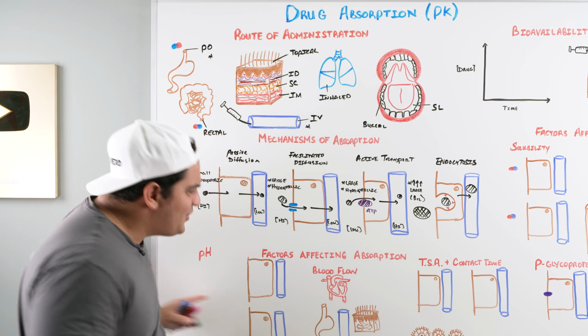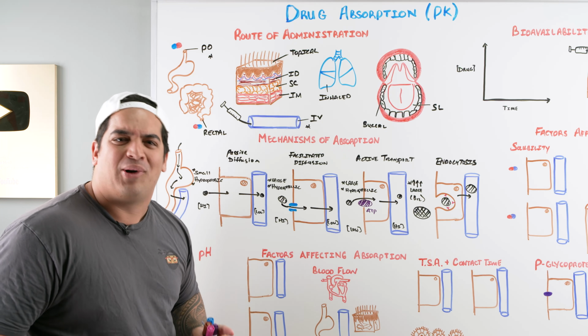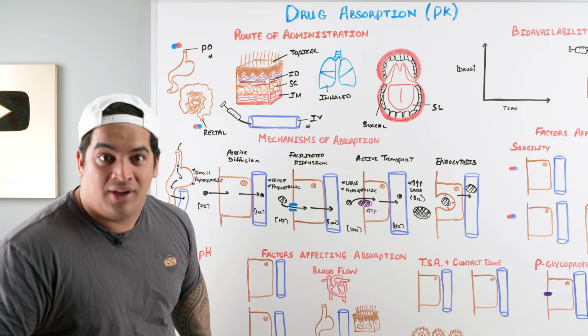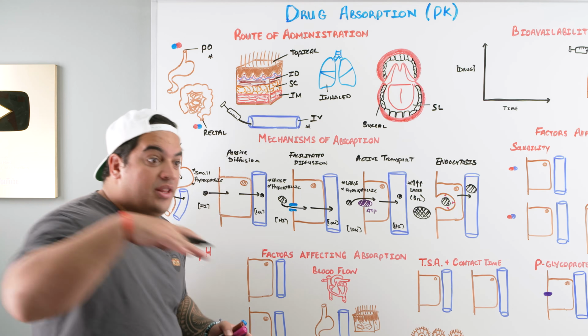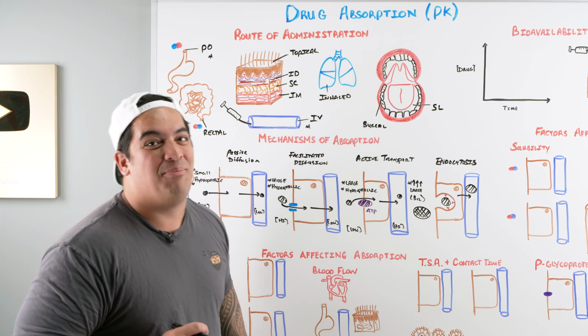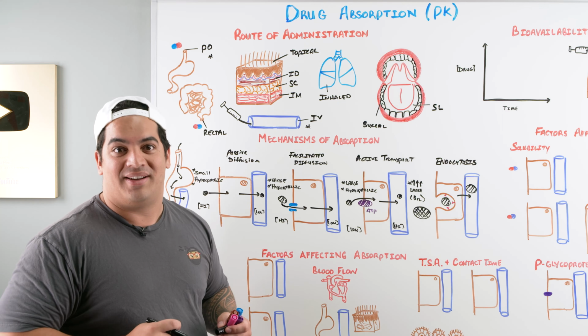Now, let's talk about things that can actually affect this absorption process, because not everything is beautiful and perfect as we make it here. Sometimes there's certain types of pH changes, blood flow, changes in surface area, the speed at which things move through the GI tract, and even things called P glycoproteins, which can alter and change the absorption capabilities. Let's talk about that now.